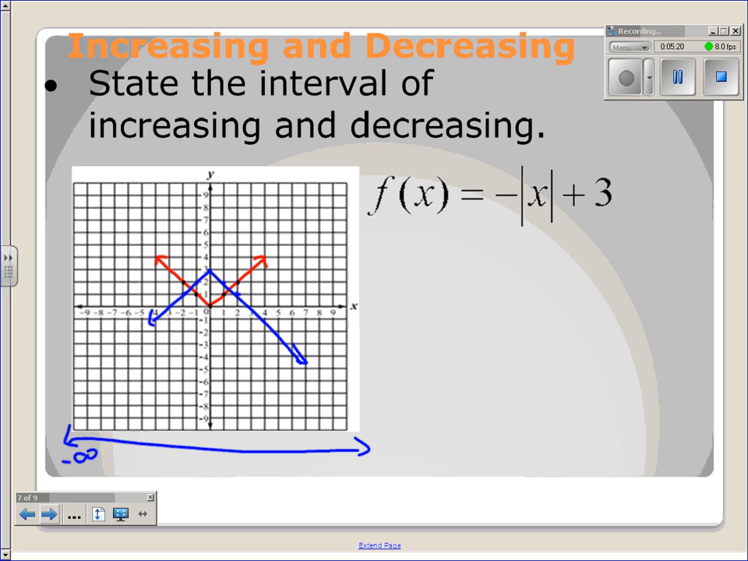Negative infinity, infinity, mark our vertex. Our vertex is at 0. Our graph, read like a book, starts to go up first, and then it goes down. So we're increasing between negative infinity and 0. We're decreasing between 0 and infinity.